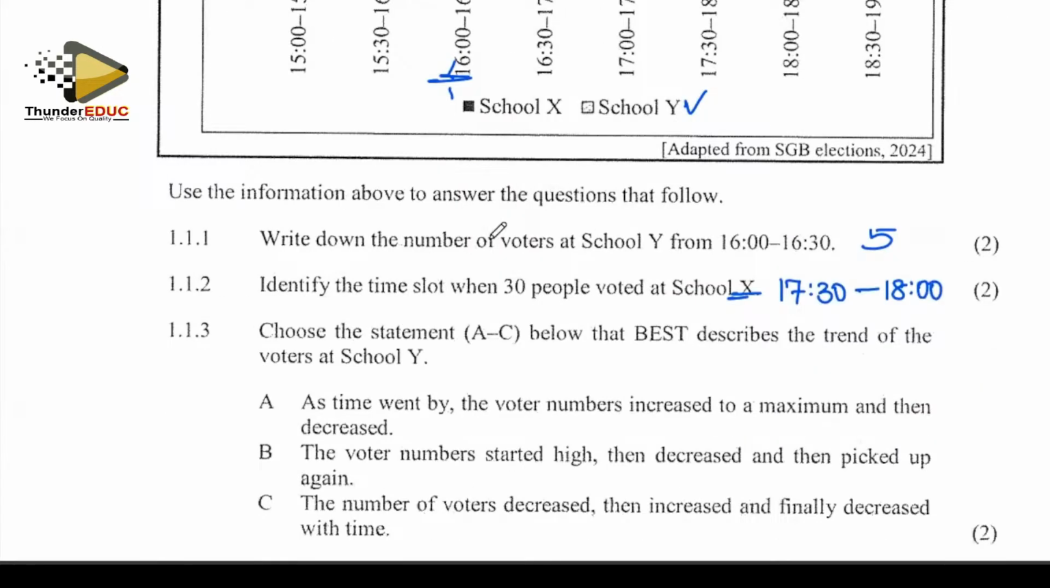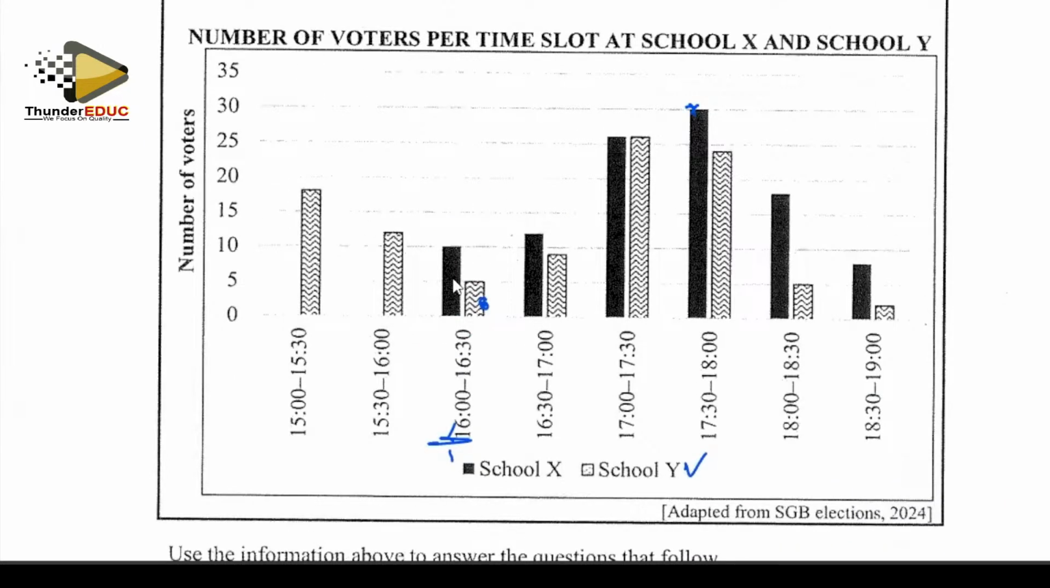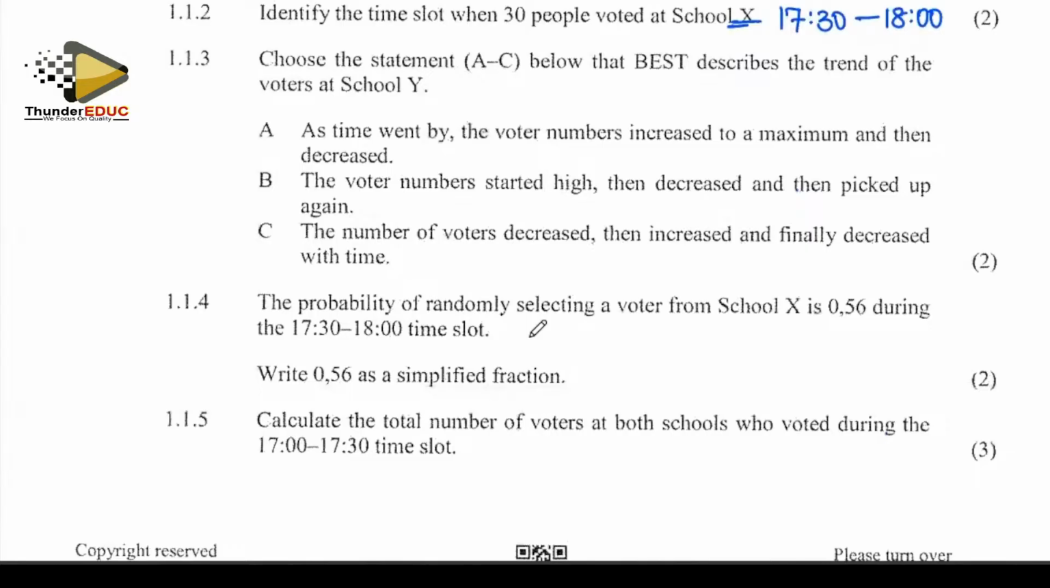Okay, there we go. Choose the statement A to C below that best describes the trend of voters at school Y. Okay, let's first look at school Y. School Y starts with an increase, it goes down, then it picks up, then it goes down. That means you're looking for decrease, increase, decrease. That would be the best statement. Okay, we come here and we say, as time went by, the voters increased and then decreased. No, this is not workable. It does not work out.